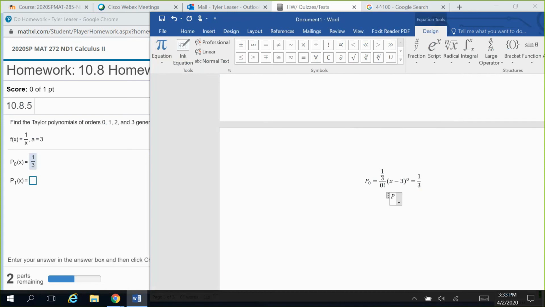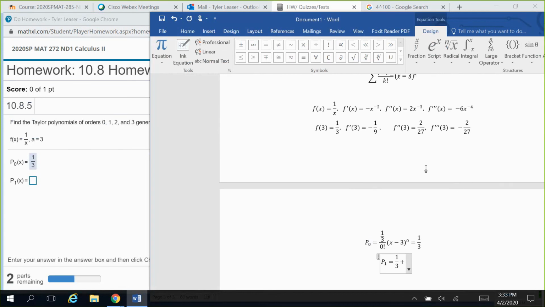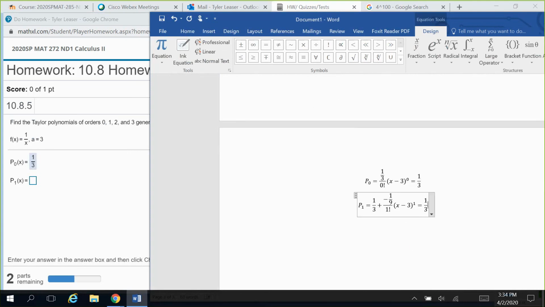The next value, P1, is going to be the polynomial of order 1. It's still going to have that constant out in front, plus the next term. The next term is going to be the first derivative at 3, which is negative 1/9, divided by 1 factorial times (x minus 3) to the 1 power. So to simplify, we have the 1/3 out in front, minus 1/9, and then that times (x minus 3). So that would be this next one.